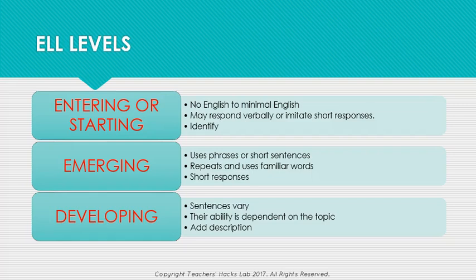Here are the levels. We start with entering or starting. This is when students aren't speaking English. Maybe they'll say a word here or there, but for the most part, they're not speaking. They may imitate single word responses, and the key word would be identify. They can identify a word if we say it, like, what is this? Oh, it's the sun. Okay, they'll show us the sun. What is that? It's a stapler. If they have that language, you'll be able to identify it.